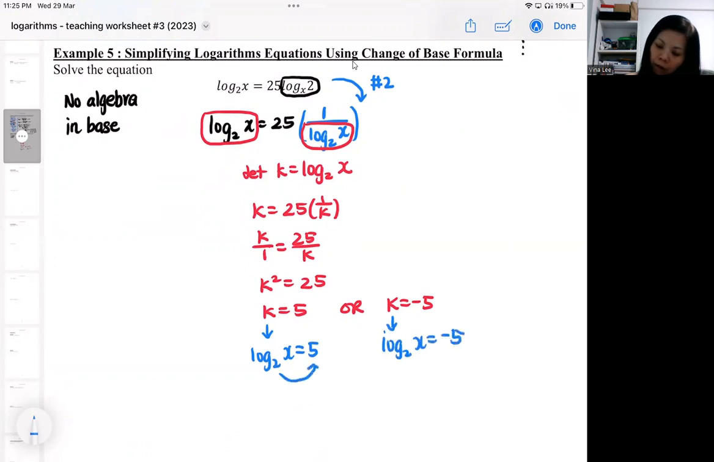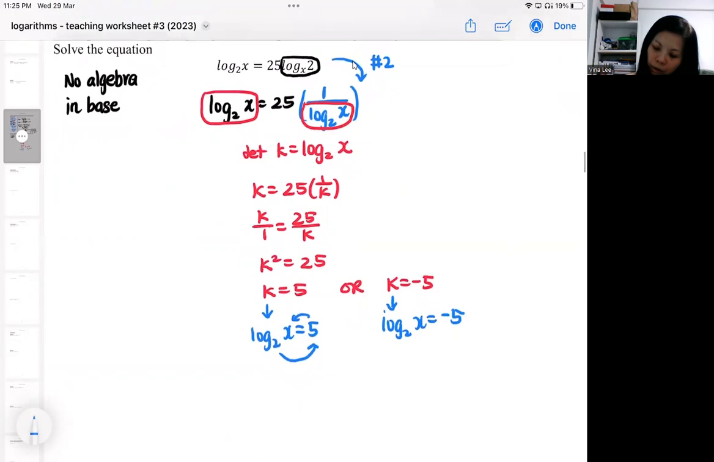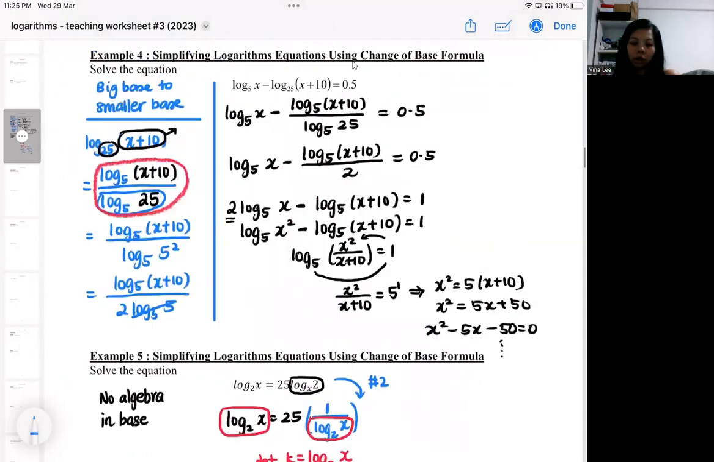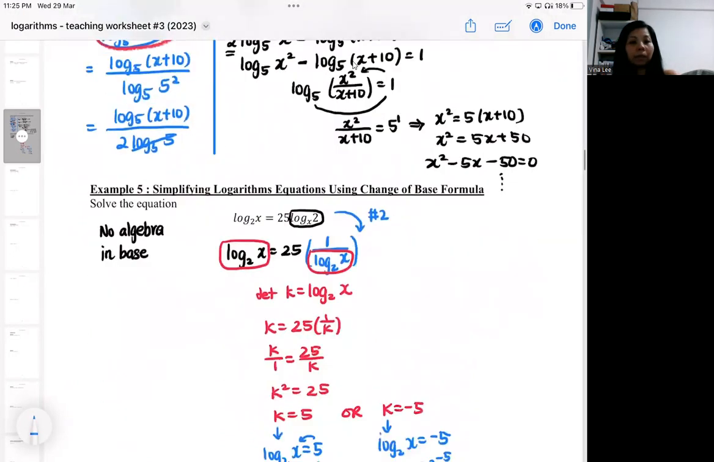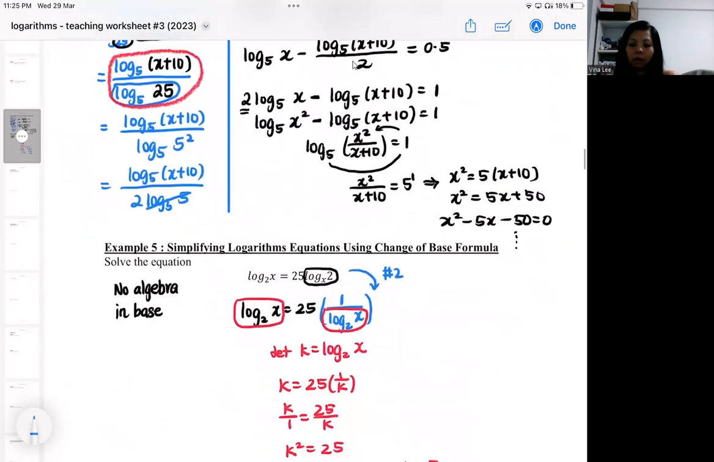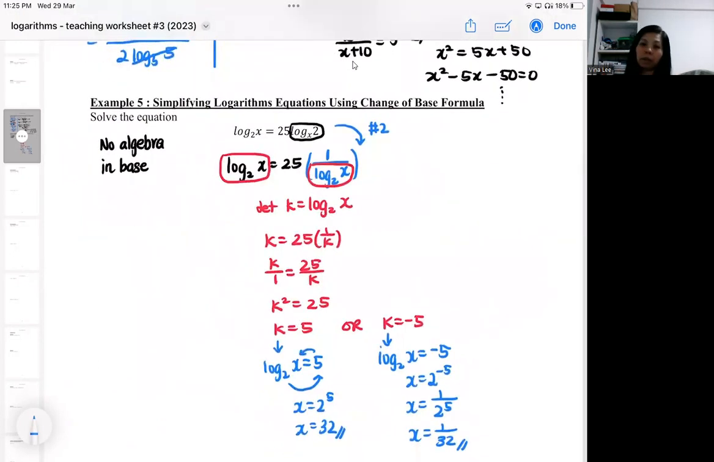So change back your indices. You got 2 to the power of 5, I think that's 32. Then you got 2 to the power minus 5, which is 1 over 32. So that's how the change of base is applicable in this kind of equation where you involve a substitution.